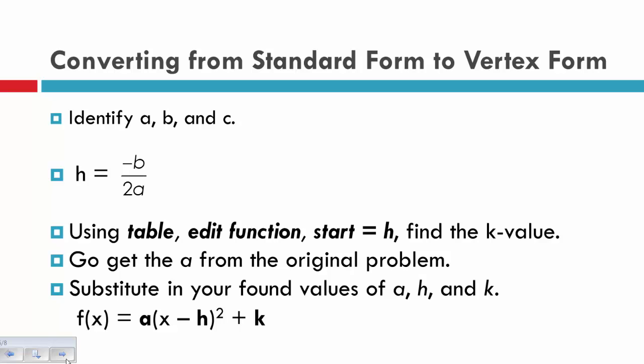Using your TI-36X Pro, we're going to do a table, edit function, and start at the h value you just found. This gives you your k value. Remember, this is also called the vertex. Now go and get a from the original problem. Yep, you just go and take it from the problem. We call it stealing it. And then substitute in your a, h, and k. Let's take a look at 2 examples.